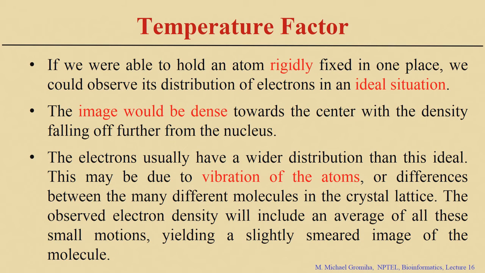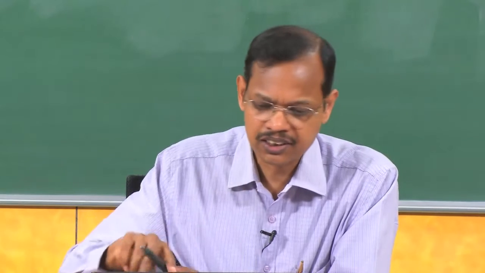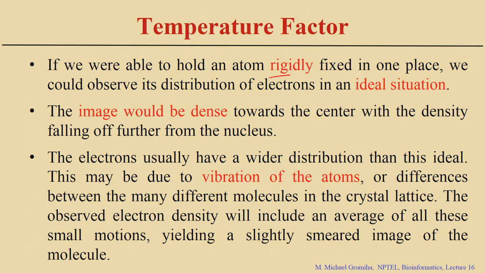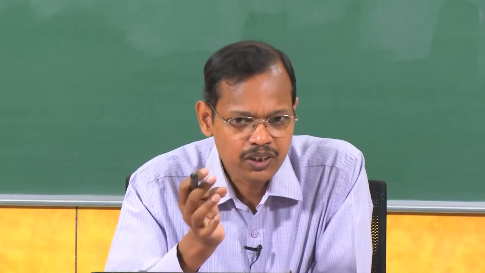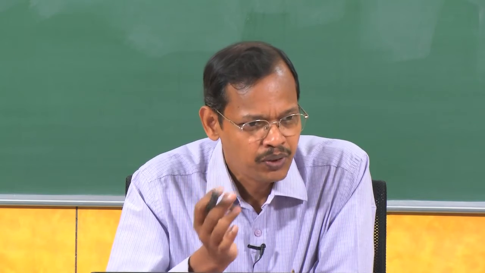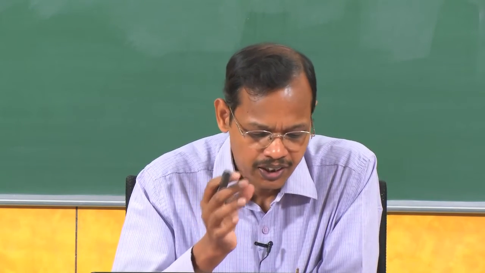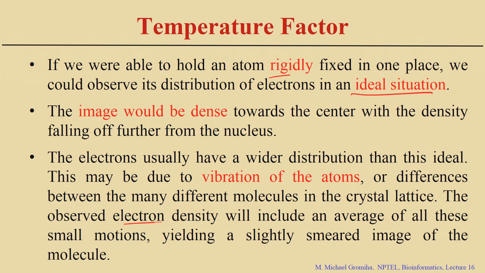How do we get this? If you are able to fix the atom within the electron density map, within that space, then they are rigid, and in this case they do not disturb these electrons. So this is an ideal situation. In this case you get a dense distribution within that particular conformation, and they are very rigid. But usually the electrons have a wide distribution, because the atoms vibrate, and there are different molecules in the crystal lattice. In this case you can see the electron density will include the average of all the motions.